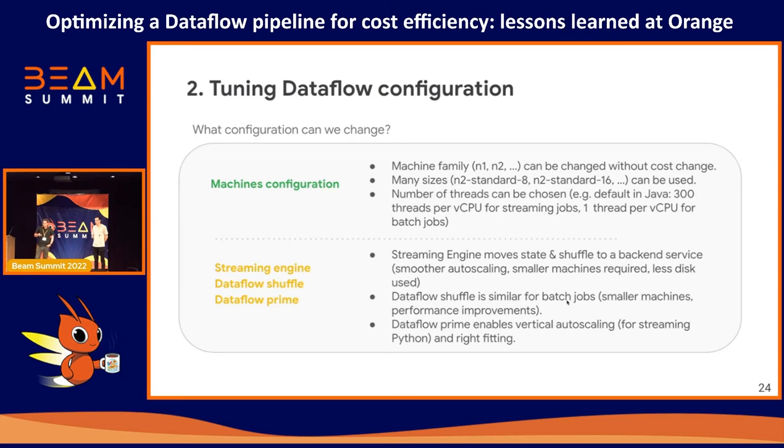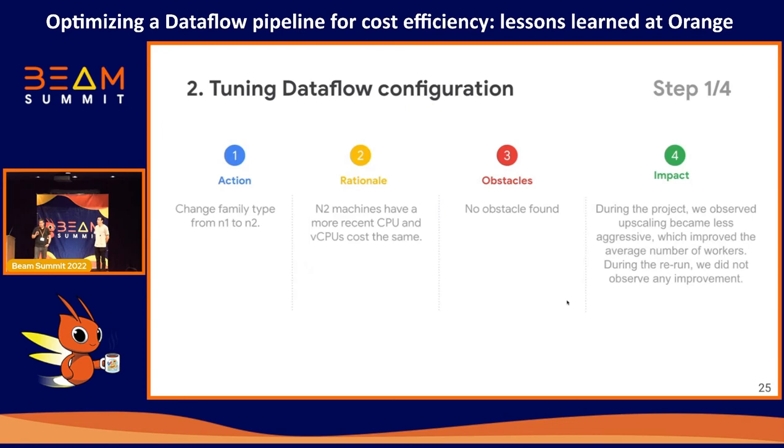So now let's dive into the 4 parameters we tried for our use case. The first thing we tried was to change the worker family from N1 to N2. The rationale was that N2 workers have a more recent CPU architecture, and as it's priced the same, why not try to use a better CPU? And there were no obstacles, and it will be the same for other configurations, as it's just some parameters to set when starting your pipeline.